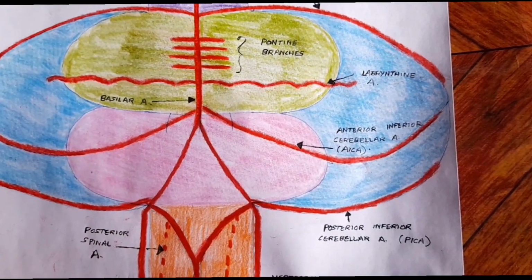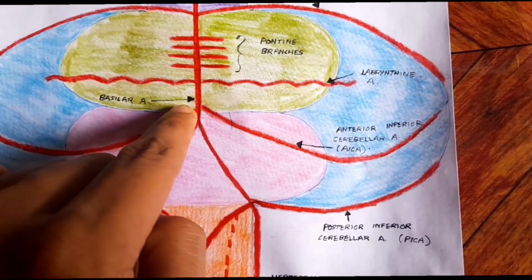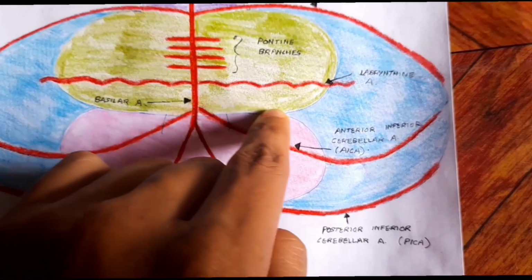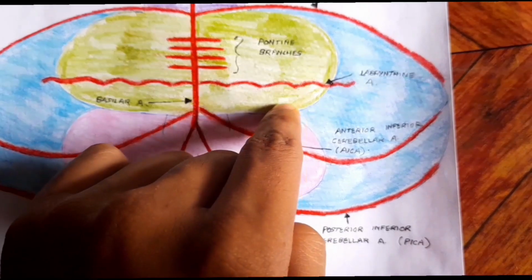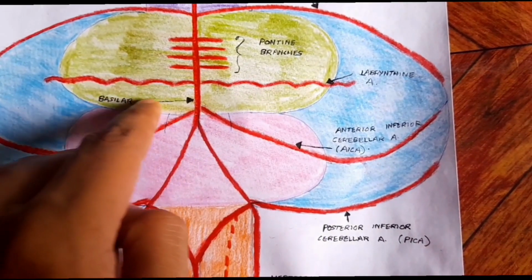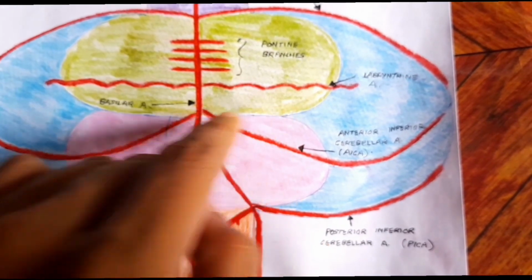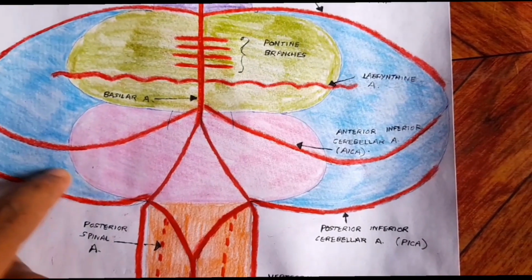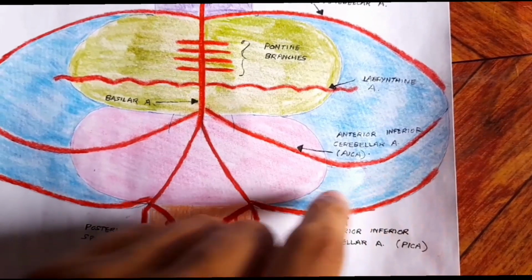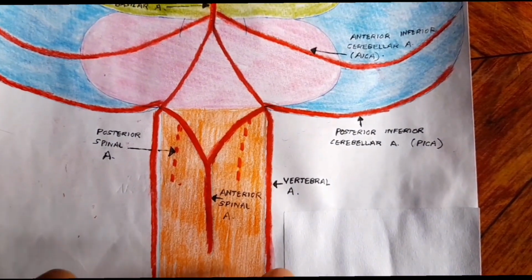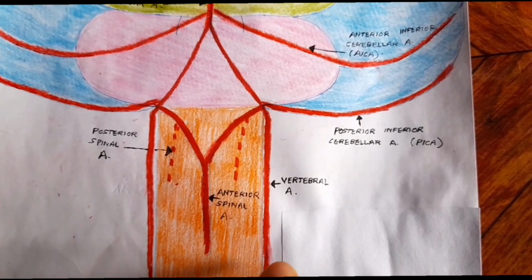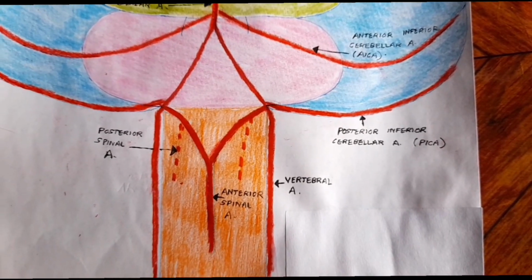Now between this pons and medulla, between this green and pink, we call that the pontomedullary junction. Then as we can see here, this blue one is the cerebellum. And this one is the inferior part of the cerebellum. So this vertebral artery goes, and we can see that there are two vertebral arteries, the right and left.